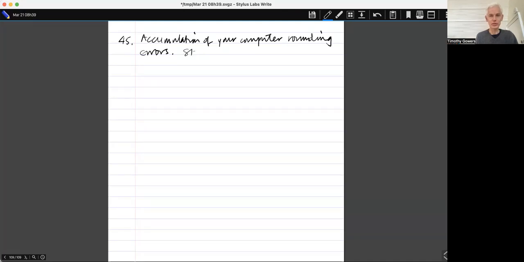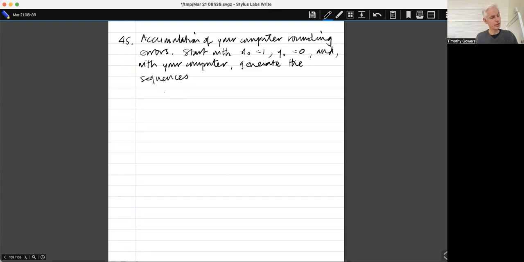Start with x naught equals 1, y naught equals 0. And with your computer, obviously it's not actually literally asking me that, I suppose. With your computer, generate the sequences. Ooh, nasty formula coming up. xn plus 1 equals (5xn minus 12yn) over 13. Those numbers 5, 12 and 13 ring a slight bell. yn plus 1 equals (12xn plus 5yn) over 13.